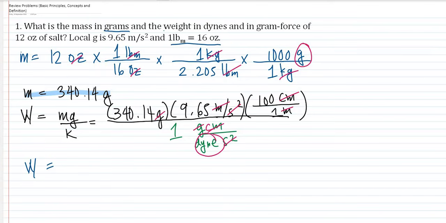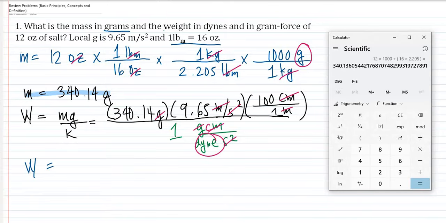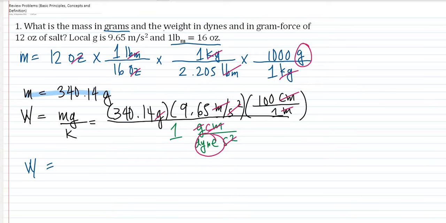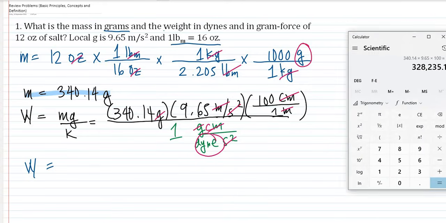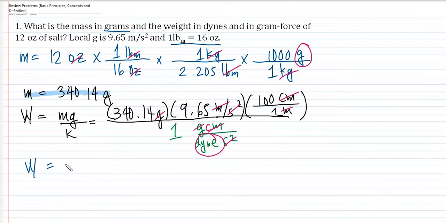Let's go ahead and input that in our calculator. So we have 340.14 times 9.65 times 100, then divided by 1. So that is 328,235. I'll write that down here as my answer: 328,235.10 dynes. Next, what is the weight in gram force?